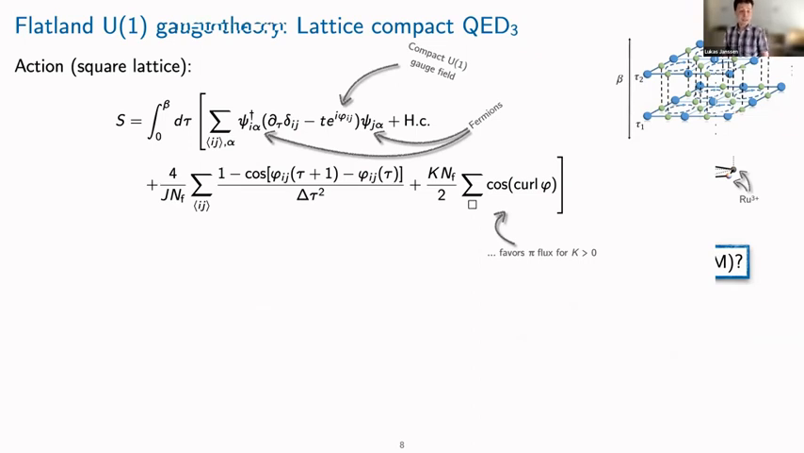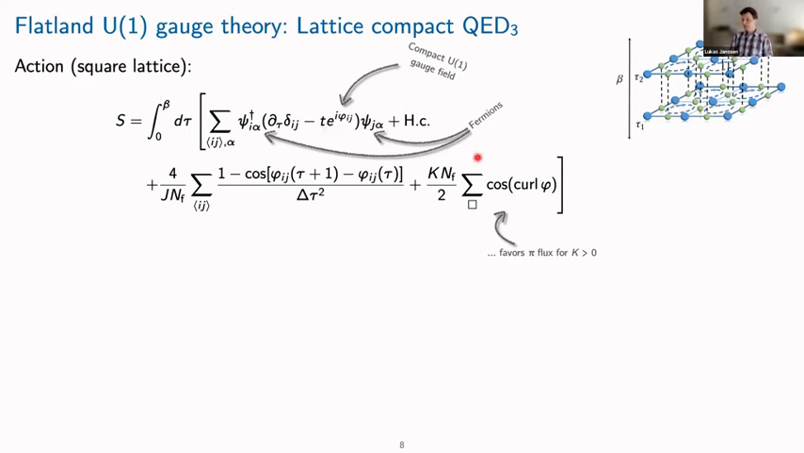So we have studied, in fact, a lattice model that features both a spin liquid phase and also a transition to such a long range ordered phase using sign problem free quantum Monte Carlo simulations. I refer to this model as lattice compact QED3, as it involves both gapless fermions psi, which live on the sites of a square lattice, but it also involves a coupling to a compact U(1) gauge field phi that lives on the links of this lattice.